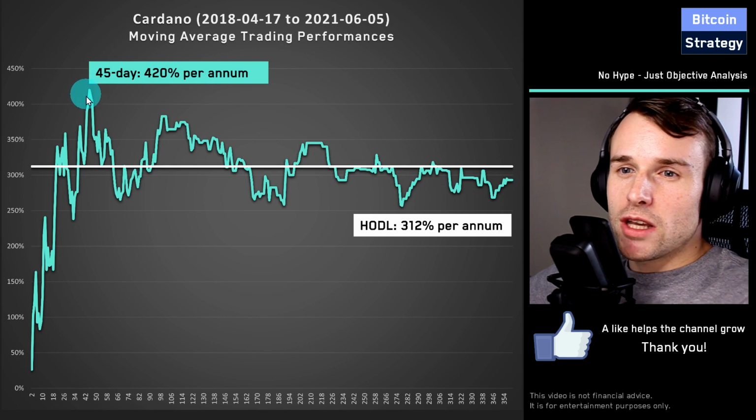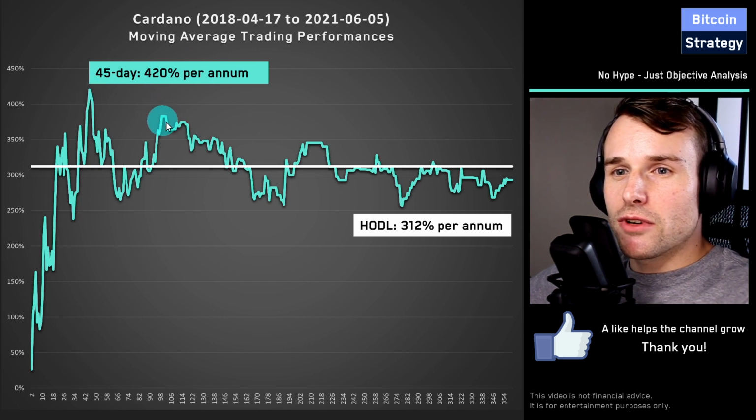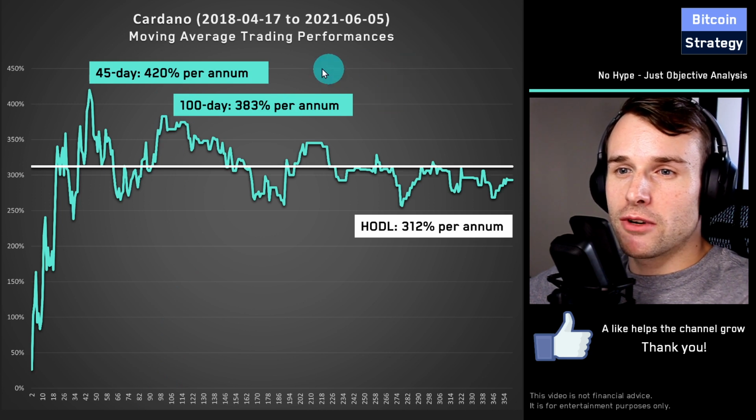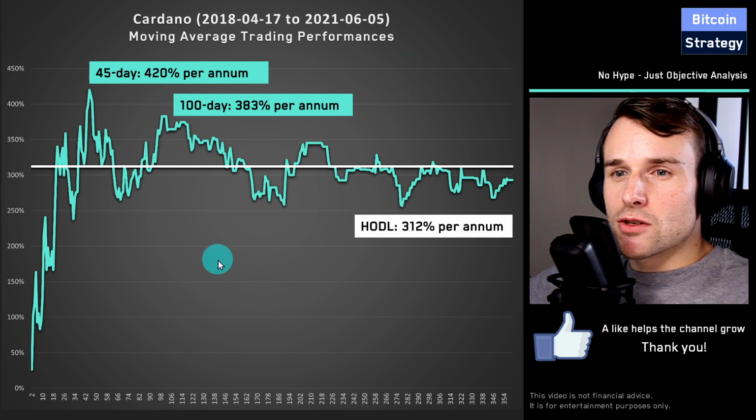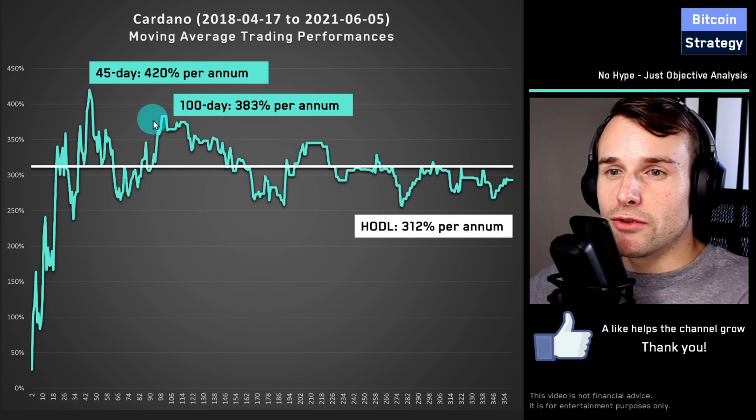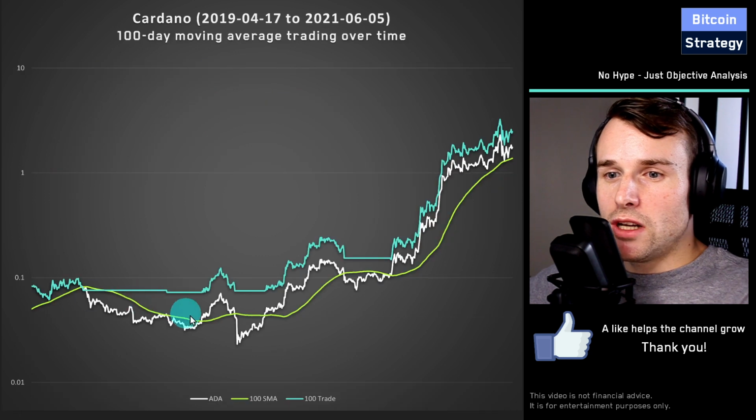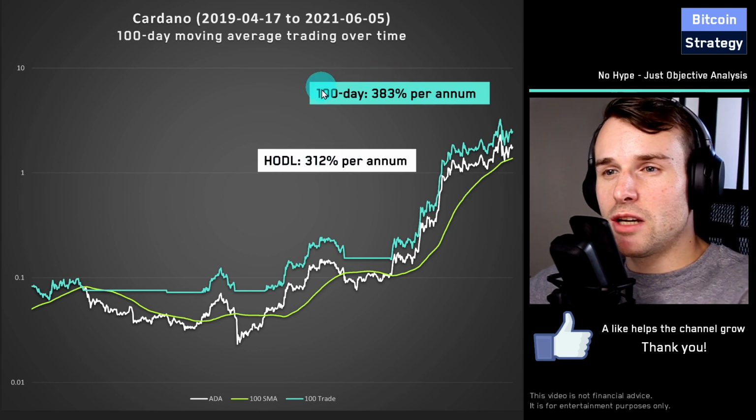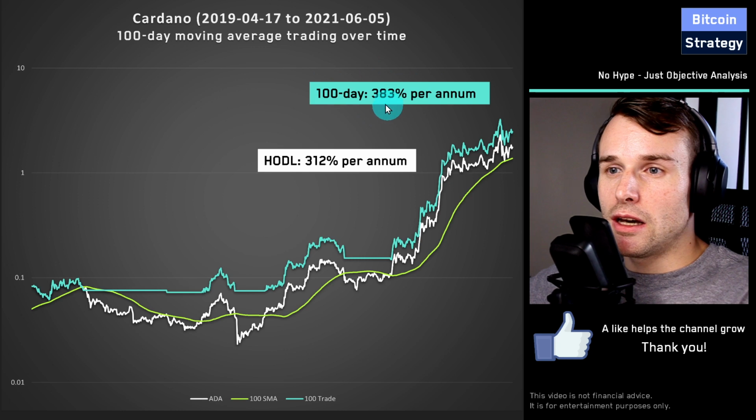Now, if you don't want to trade that actively, let's look at this moving average over here, the 100-day moving average, which would have given us 383% per annum. So let's look at how the performance over time looks for the slower of the two moving averages, the 100-day. In green, you've got the 100-day moving average, and we are outside of the market when the price is below. We enter the market when the price is above. When we buy and hold, which is the white line, we get 312%. If we trade according to the 100-day moving average, we would have gotten 383%.